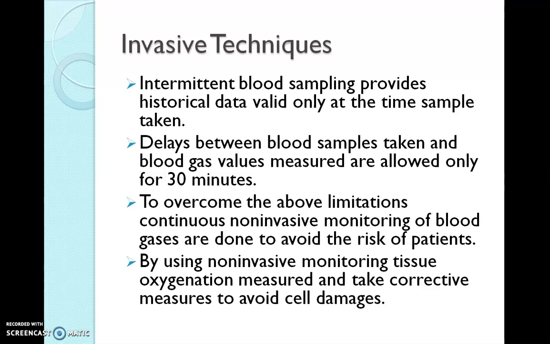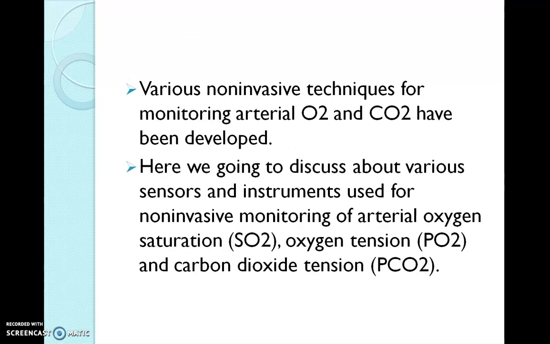Various non-invasive techniques for monitoring arterial O2 and CO2 have been developed in this concept. In this video lecture, I am going to describe the basic sensor principles, the instrumentation for non-invasive blood gas monitoring, and clinical applications of non-invasive monitoring of arterial oxygen saturation, SO2, oxygen tension PO2, and carbon dioxide tension PCO2.